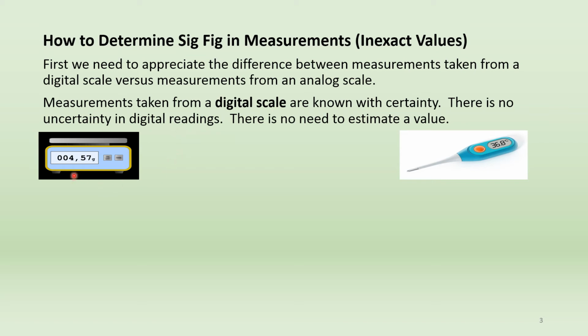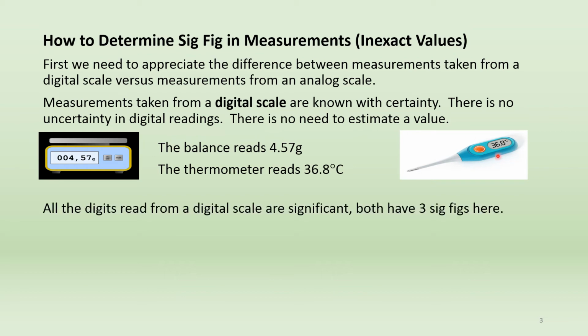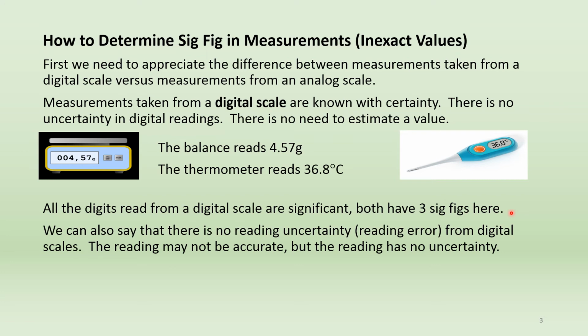This electronic balance displays exactly 3 sig figs, 4.57 grams in this case. This digital thermometer displays 36.8 degrees Celsius precisely. There's no need to estimate a value on the instrument. So all the digits read from a digital scale are significant. In this example, both have 3 sig figs. We can also say there is no reading error or reading uncertainty from digital scales.